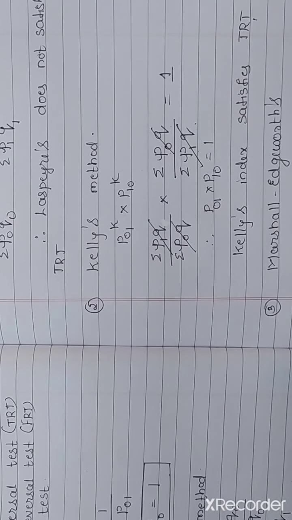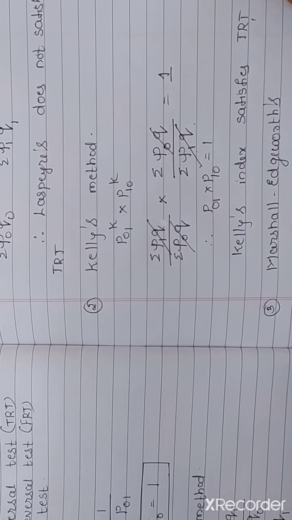If you consider Paasche's method, again it is not equal to 1. P01P into P10P is not equal to 1. We say that Paasche's does not satisfy the time reversal test.